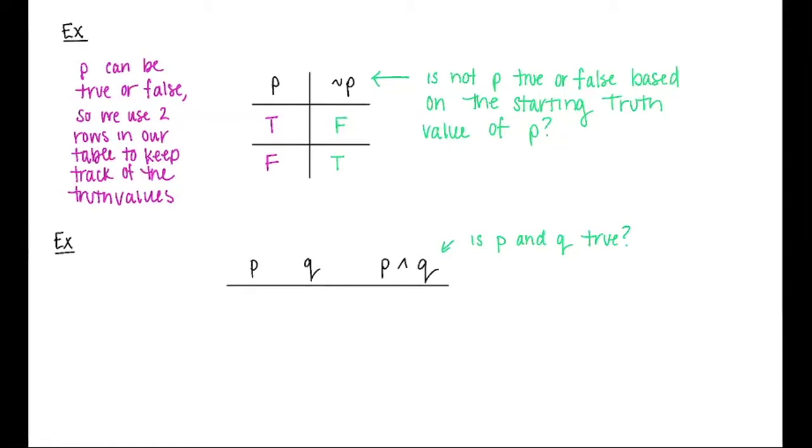So we have a lot more possibilities when there's 2 statements. One possibility is they could both be true. Okay. So if they start out as true, when I ask the question, is P and Q true? It is. So this end statement would be true. Another possibility for my starting statements is P could be true, but Q could be false. So this is another possibility at the start. And in that case, when I ask the question, is P and Q true? It's not. They're not both true. So this final statement would be false.